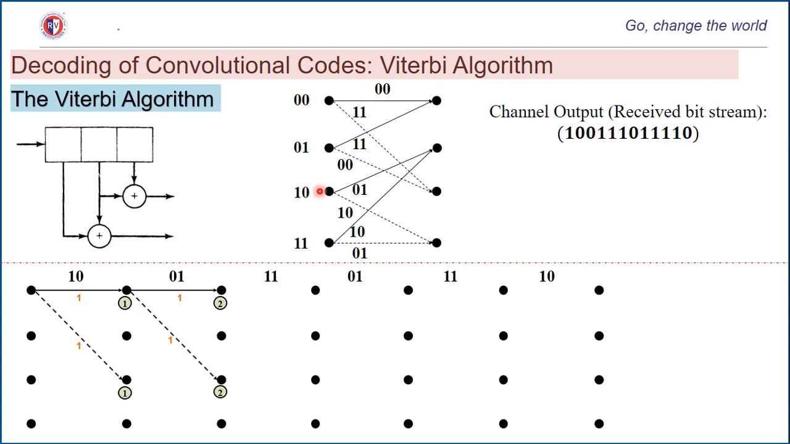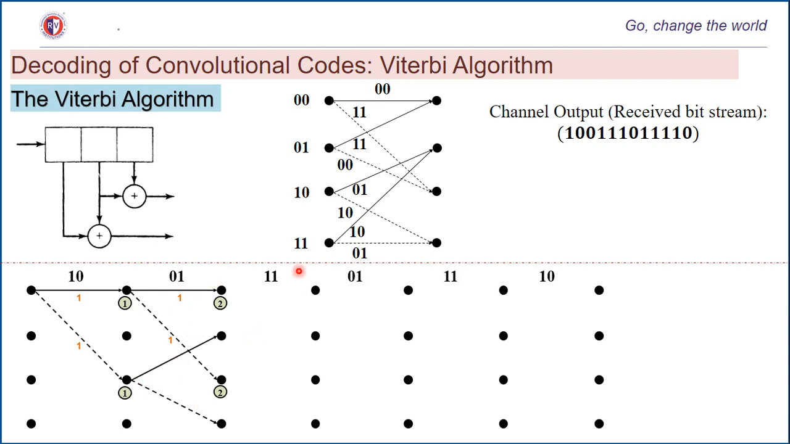So from the 010 state, it can go up here or it can come down here. Accordingly, we'll have two options of branches. One is coming here, another is going here. So what would be the Hamming distance for this? The output for that path is 01. When we compare with the actual received sequence, it is also 01. The path metric would be simply 0 because there is no difference.